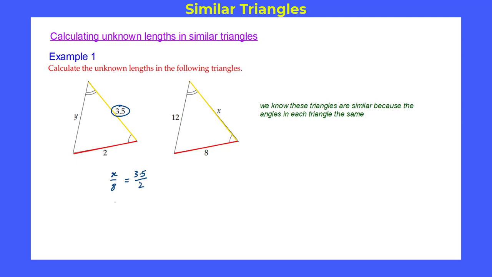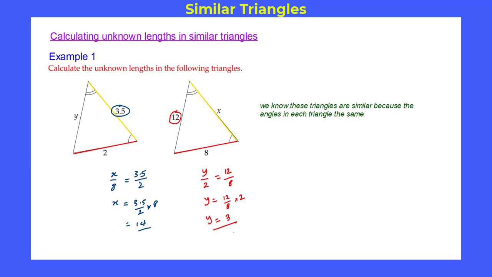Now, to find what x is going to be, we simply multiply both sides by 8, and we work it out on the calculator, and we get 14 as the answer. Let's look at the same thing. We want to find y. So we do y divided by 2, and that's equal to, well, the corresponding place to y is the 12, and the corresponding one to 2 is the 8. So y is 12 over 8 times 2, and we multiply that out, and we get an answer of 3.